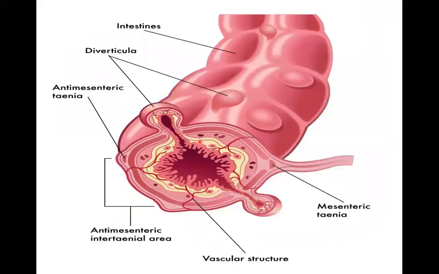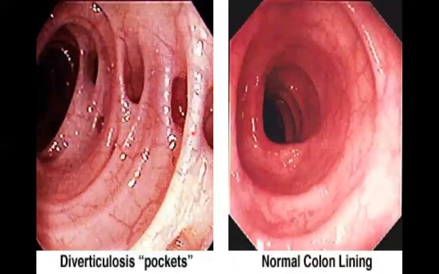This here is what I wanted to clarify: the entrance of the vessels will lead to weak points and sometimes herniation of the mucosal layer to the outside as a diverticulum, looking like this, causing diverticulitis. That is, when it is inflamed it becomes diverticulitis. By colonoscopy, this is a normal view of a normal colon lining, while in diverticulosis you will find pockets like this.